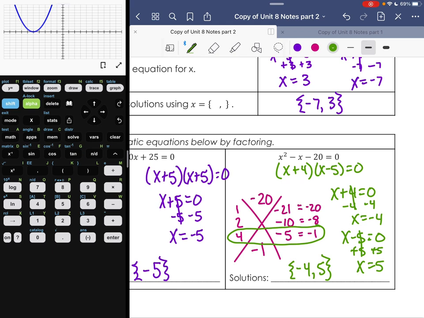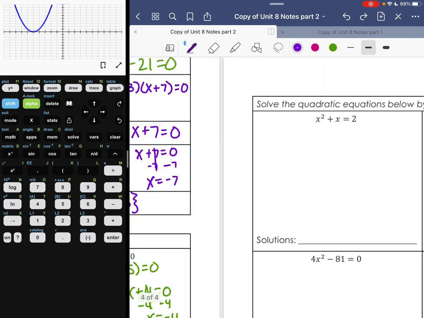Now, you may have already noticed the pattern that whatever is in here, so like this one's a +4, we ended up with a -4. This one was -5, so we ended up with a +5. So it is the opposite, because think about -4 plus 4 is 0. 5 minus 5 is 0. So for the rest of these, I'm going to just use that shortcut to solve my little one-step equations. Let's go to the next page.